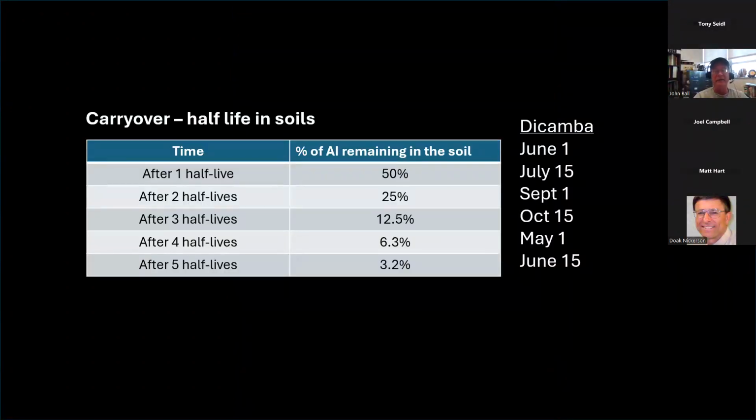Dicamba half-life here in the soil. Look at how long it can persist. Notice a June 1st application, it's persisting till the following year. Now, only 3% of the levels left, but nevertheless, you can have some plants that can be affected for an entire year from an application made to the lawn, for example.